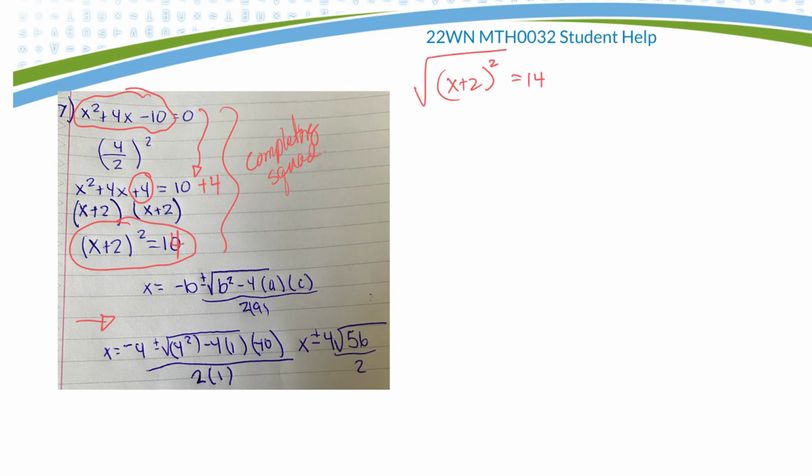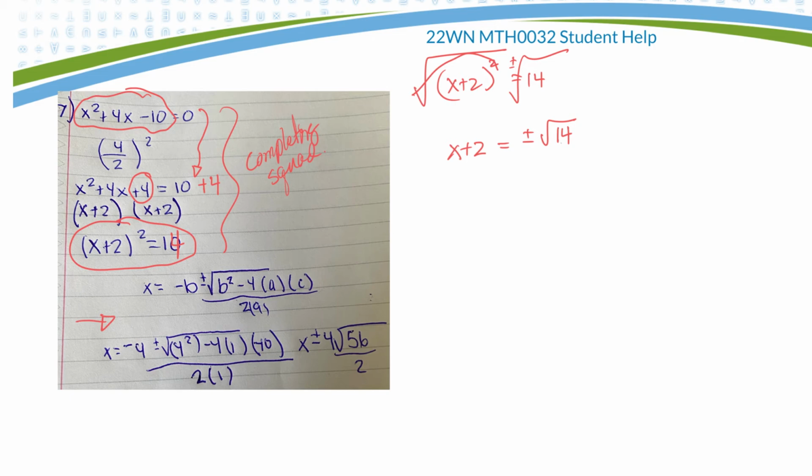Okay, so you'd square root this side, square root this side. Make sure you add a plus or minus there. So the square and the square root cancel, leaving you with x plus 2 is equal to the plus or minus square root of 14. Now the square root of 14 you can't really do, and so I would just leave it like that.